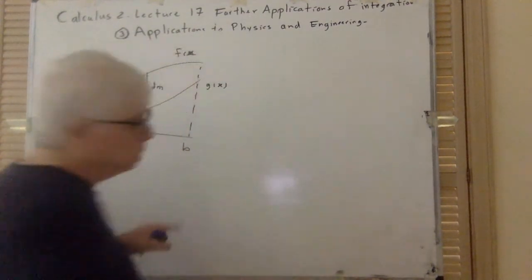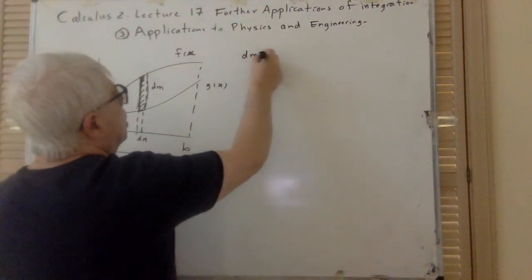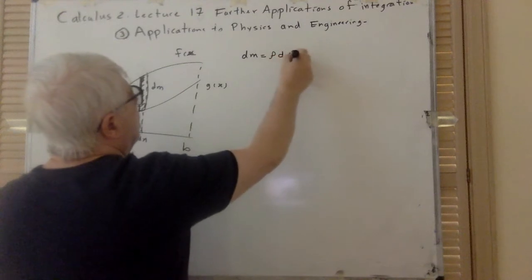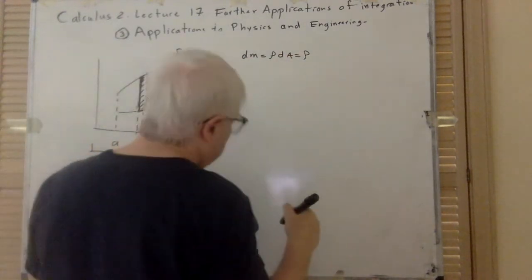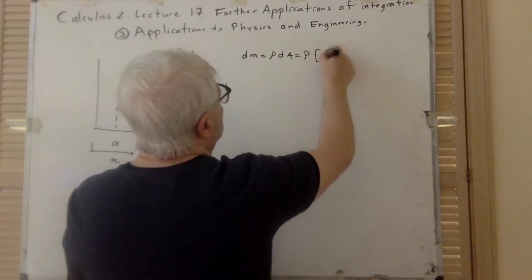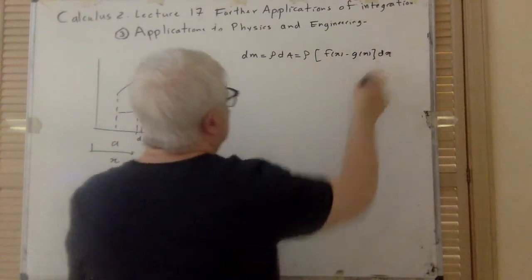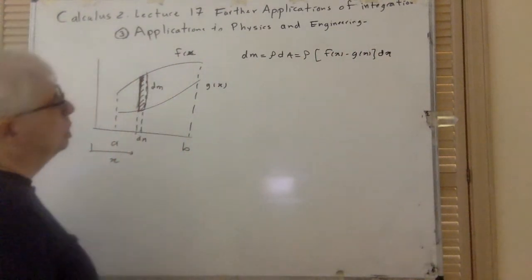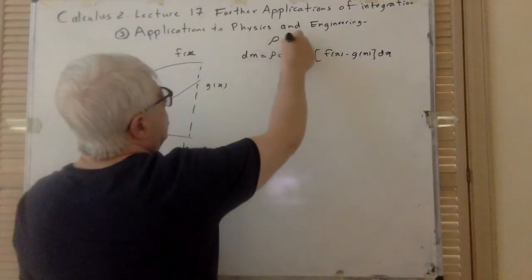I just need the dm. So dm will be rho dA, and this is rho. What is dA? Remember from chapter 1, that is simply the top one minus the bottom one, which is f(x) minus g(x) dx, right? That is the dA. So that is my dm, and let's assume again that rho is fixed.